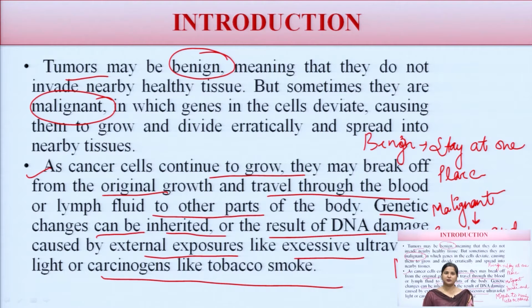And when a person continuously consumes alcohol and tobacco and smokes, the person may suffer from liver cancer or lung cancer, or tobacco may cause mouth cancer. So there are various kinds of cancers with a series of events.